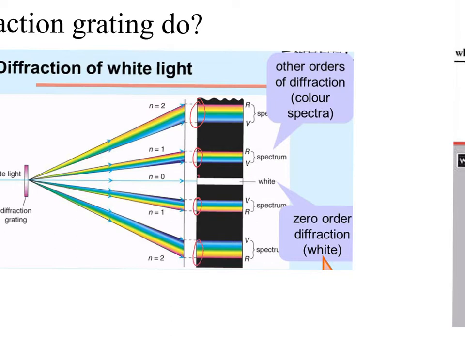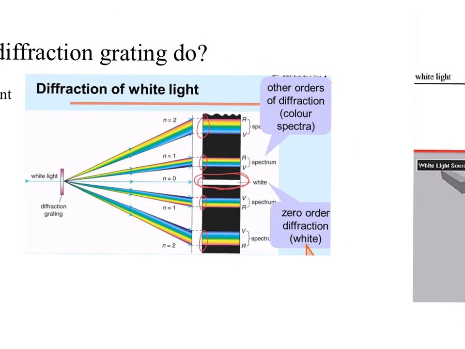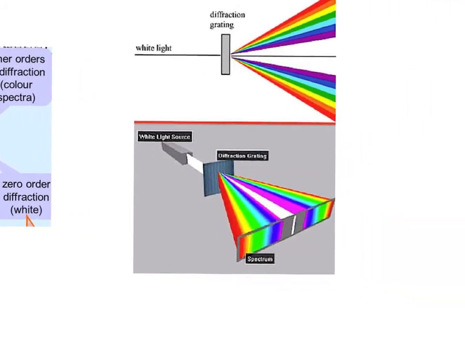However, the central maxima is actually white because the colors don't split in that way. They have a zero phase difference at the center, and zero path difference compared to the other waves later on in the other orders of diffraction.